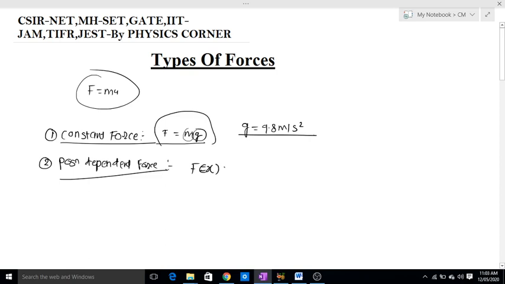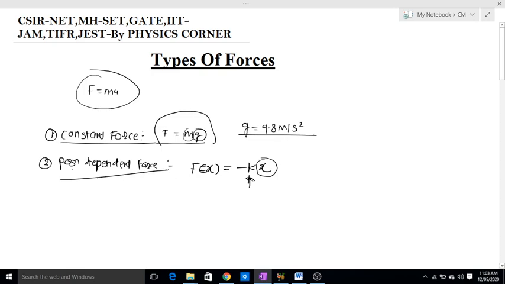Example, F of x equals minus kx, where x is a variable which denotes the position of a body in a certain frame of reference, and minus k is nothing but the constant. This force is called the restoring force, and that constant is the force constant.